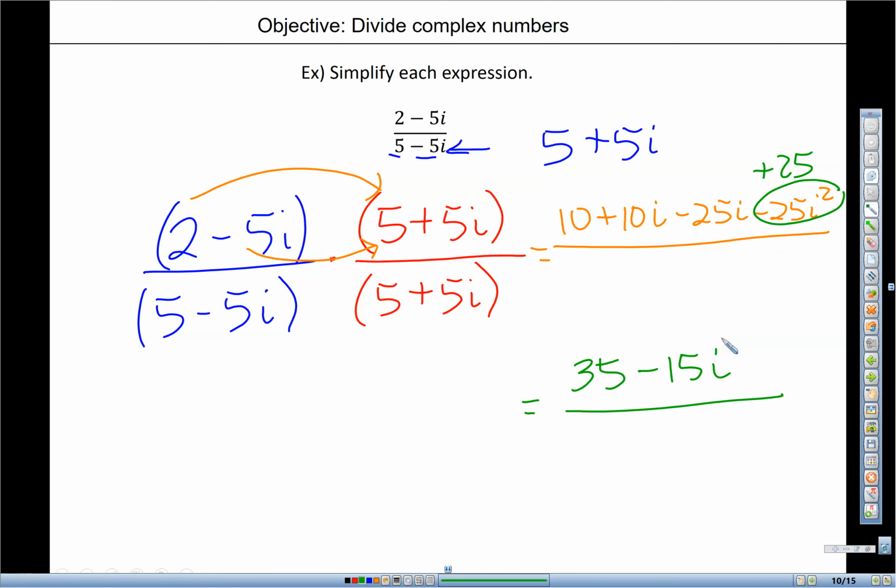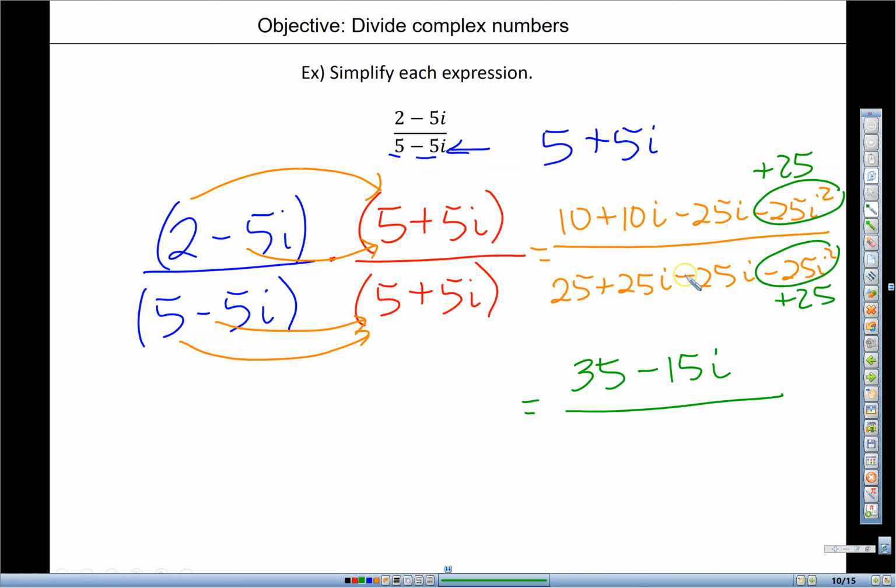In the denominator, again, I'm going to distribute twice. Distribute the 5 first and then the negative 5i. So that gives me 25 plus 25i. And then I get a negative 25i and a negative 25i squared. So again, I'm looking at this negative 25i squared being equal to negative 25 times negative 1, which is a positive 25.